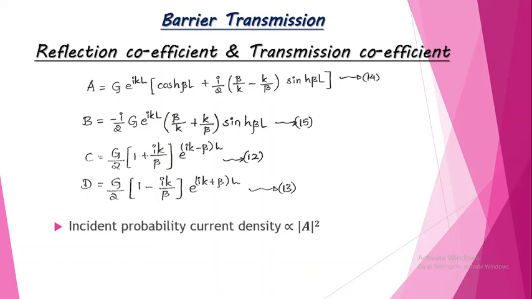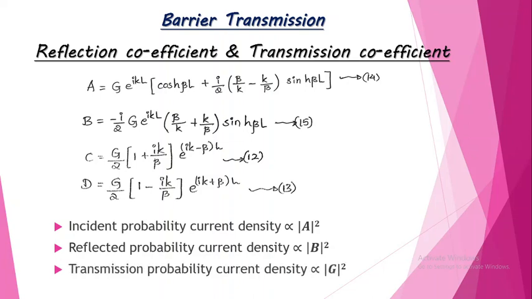The incident probability current density is directly proportional to the square of mod A, because A is the amplitude of the incident wave. The reflected probability current density is directly proportional to mod B square, whereas the transmitted probability current density is directly proportional to the square of mod G.